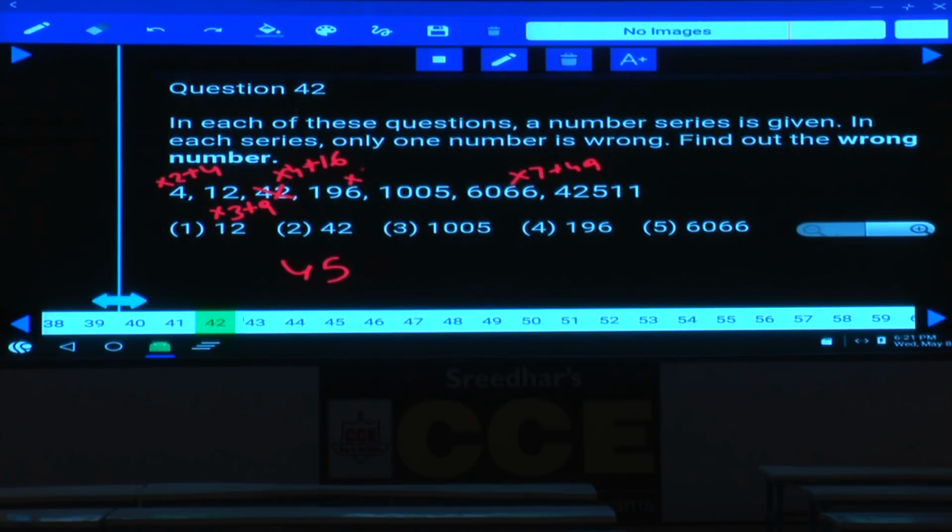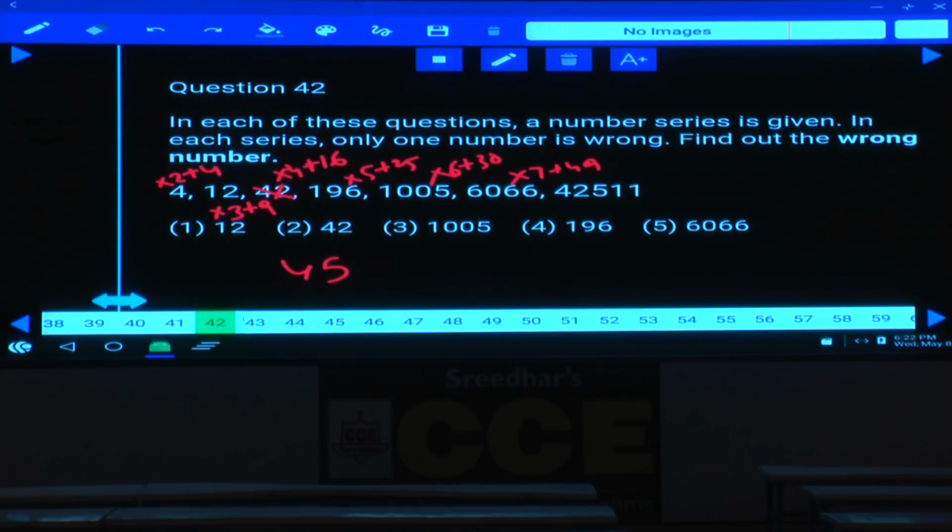Next one, 196 into 5 plus 25. 196 into 5 is how much? 980. Plus 25, 1005, into 6 plus 30 is the number. And the wrong number is 42, correct number is 45. The given numbers come under combination: into 2 plus 2 square, into 3 plus 3 square, into 4 plus 4 square, into 5 plus 5 square, into 6 plus 6 square.